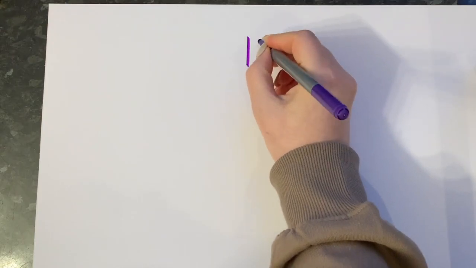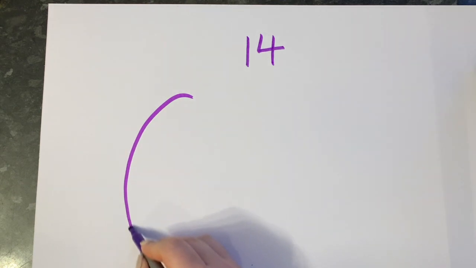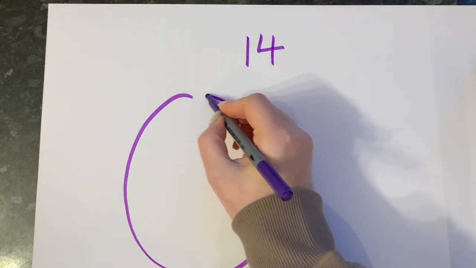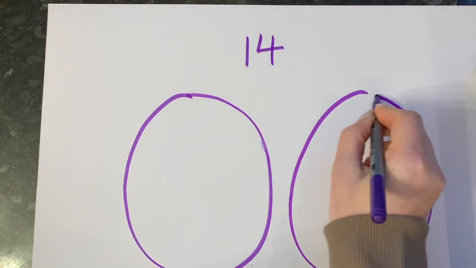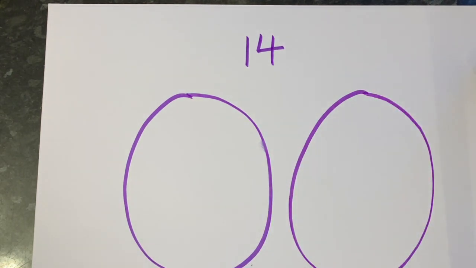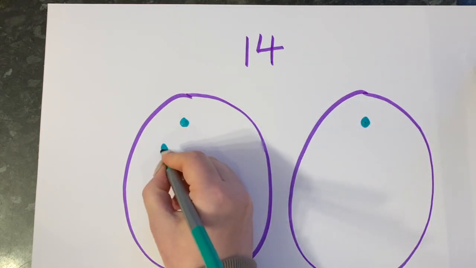Let's have a go together. Pause the video now. If you haven't got a piece of paper and a pencil ready, go and get it. We're going to have a go with the number 14. We're going to share between 2 groups, so draw 2 circles. Now we're going to share out 14 dots. Make sure that you share them one by one into each group carefully, counting as you go along.